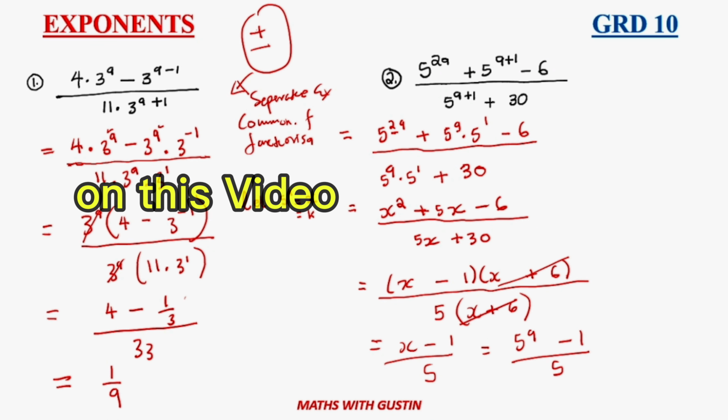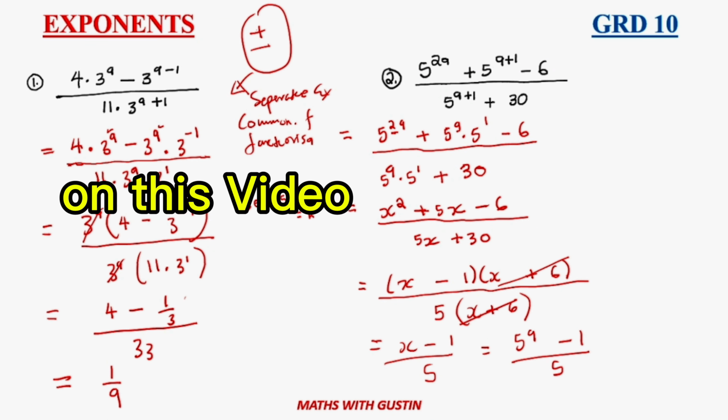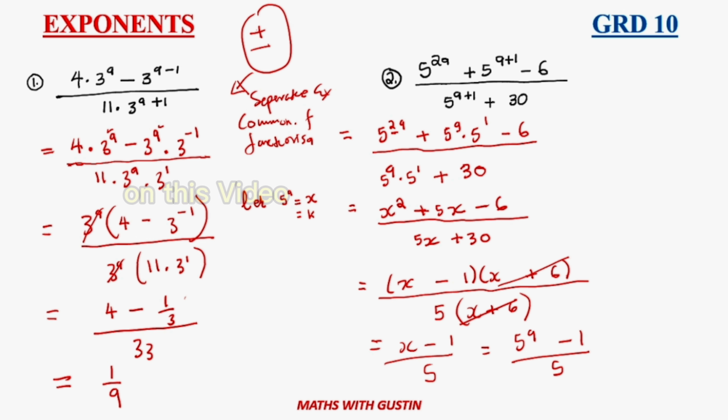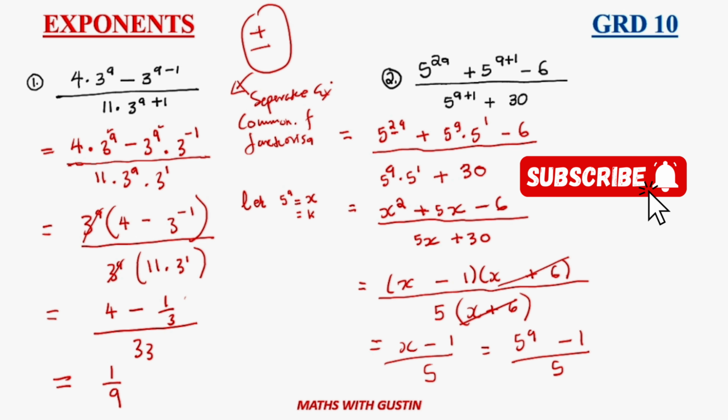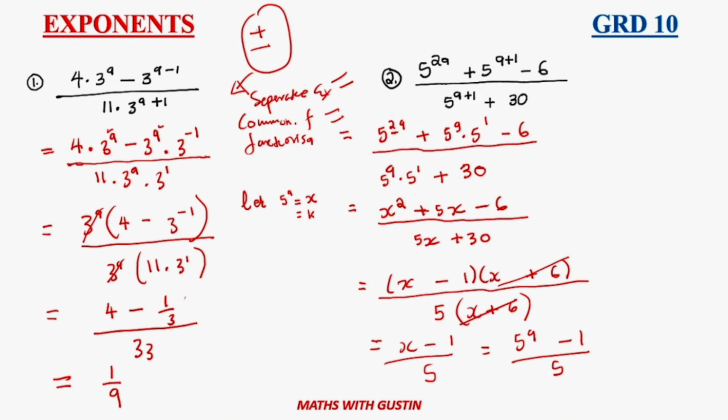I doubt if it's possible to simplify further. And then that's how you would deal with questions like this one, guys. Whenever you see plus or minus, just know you need to separate the exponent and then check for a common factor or factorize. That's the only thing that you need to know. That's the only thing that we do here when it comes to simplifying the exponent in grade 10.